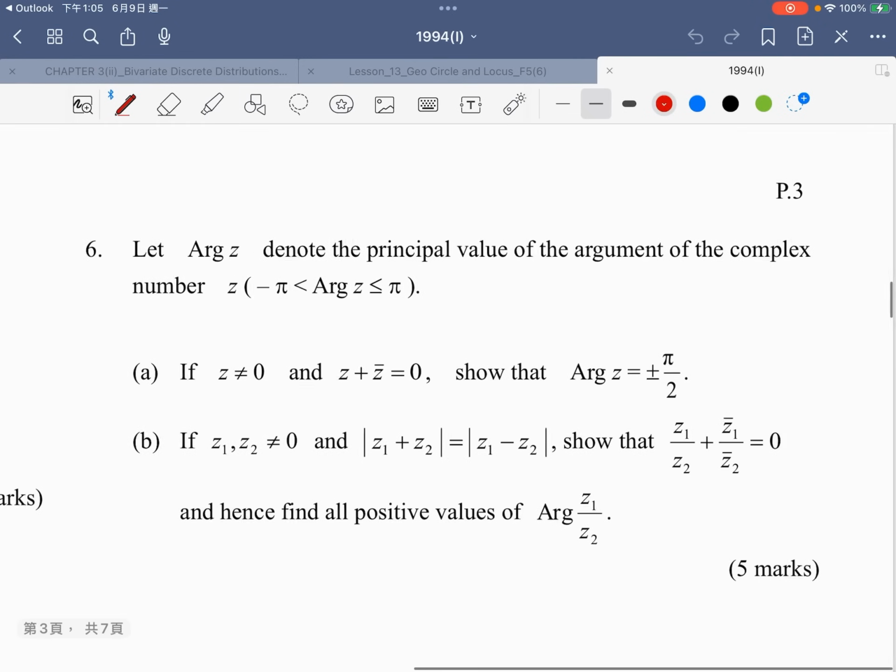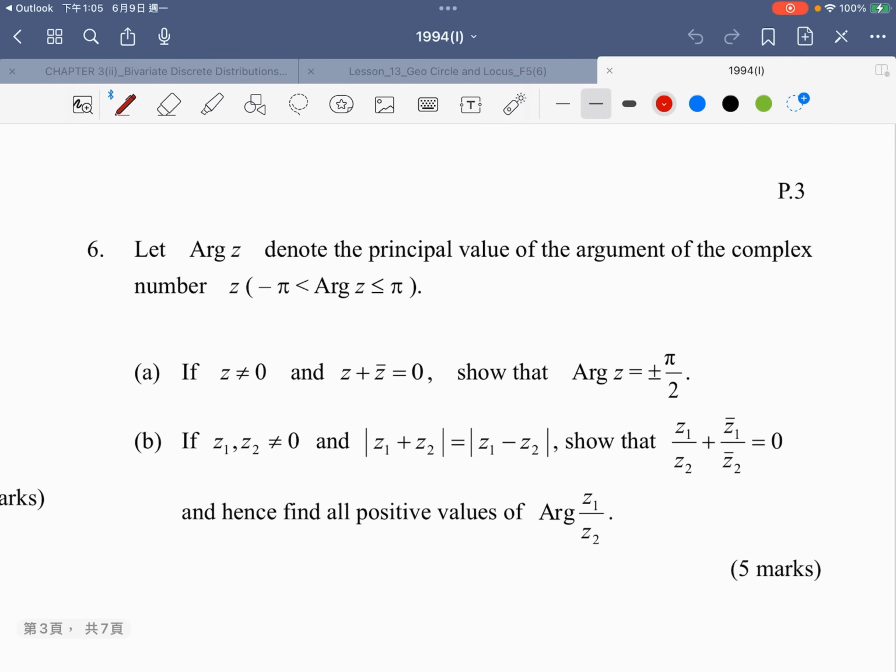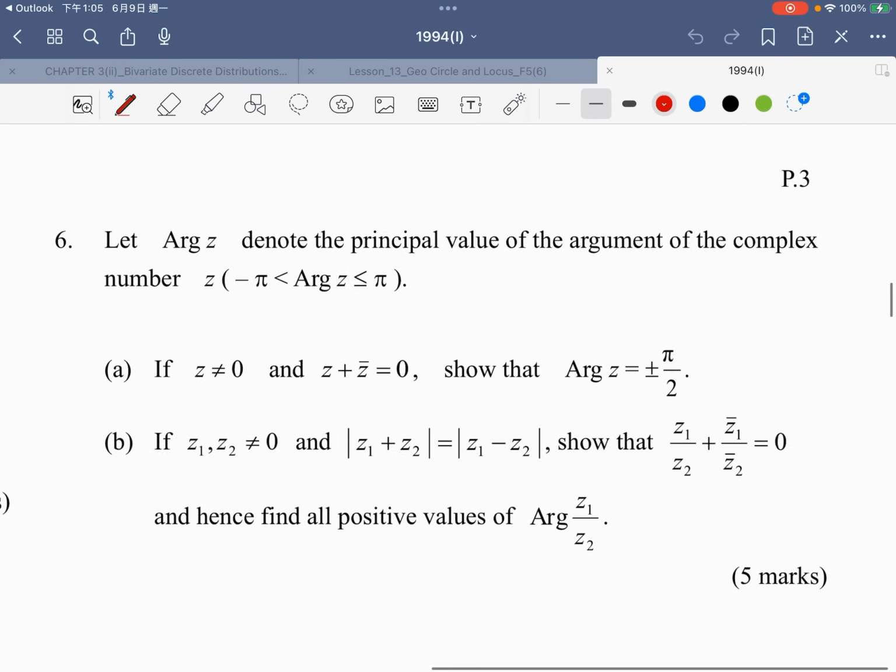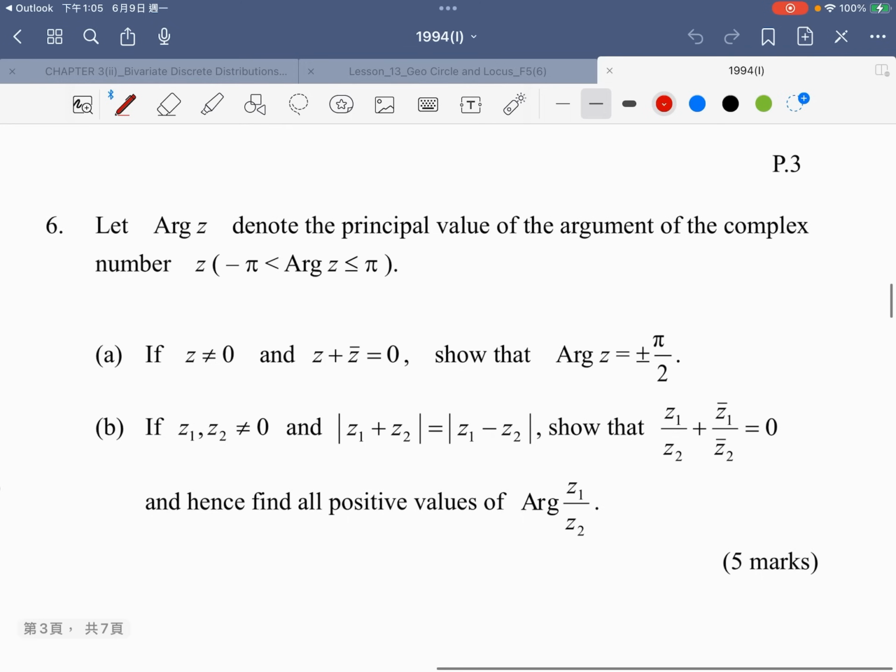This question is Pure Maths, 1994, paper 1. It is a complex number question. This is number 6. Let arg z, it means argument, of z denote the principal value of the argument of complex number z.